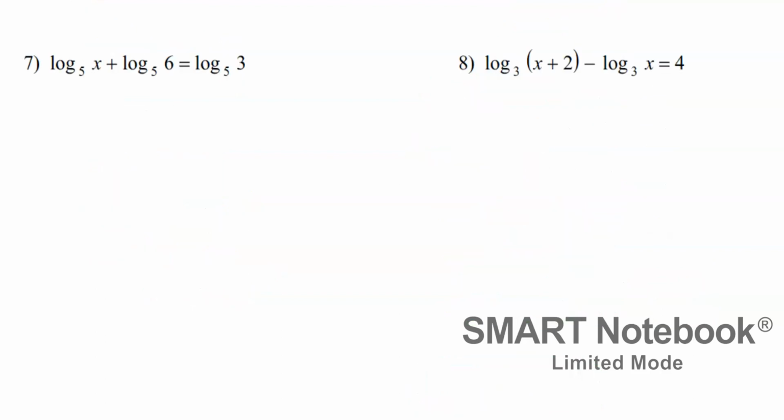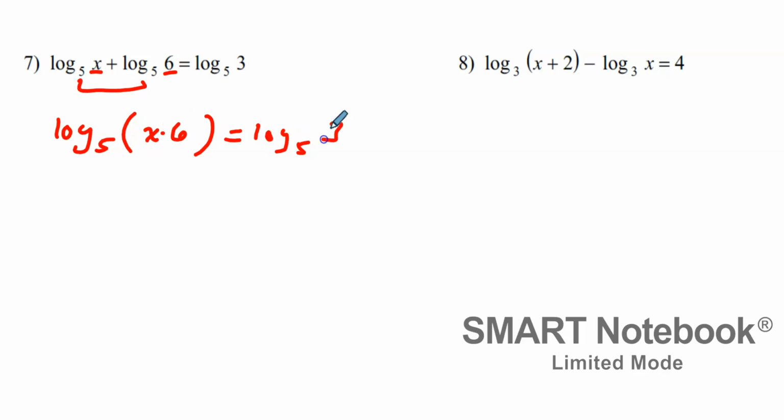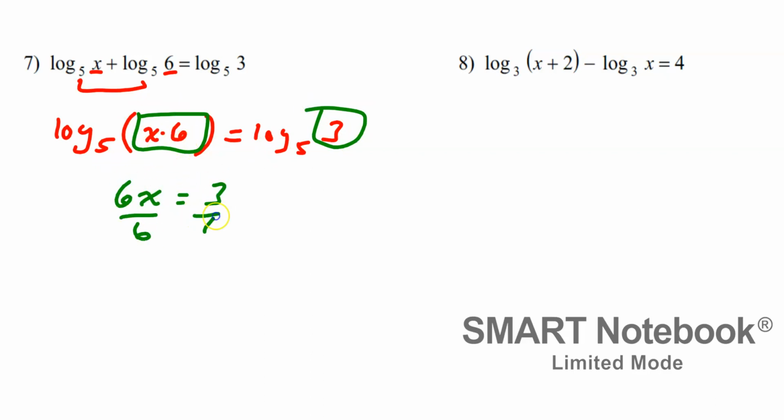Number 7. Now we have multiple logs happening here. This is more similar to the video you just watched. When we have 2 logs of the same base on the same side, let's make this into a single log. Log base 5. The properties state that if you have 2 logs separately being added, the arguments are really being multiplied. x times 6 equals log base 5 of 3. And now because we have log base 5 on both sides, the arguments are equal. So x times 6, or 6x, equals 3. All you have to do is divide by 6. So x would be 1/2.